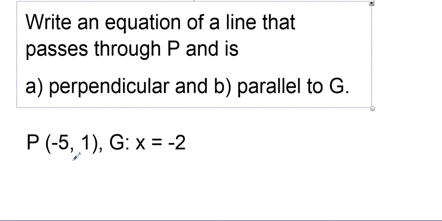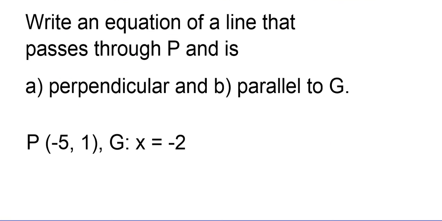Easy, right? Well, let's try some harder ones. Here, I want to find the equation of a line that passes through P and is perpendicular and parallel to G. Once again, we have to know our slope and our point.